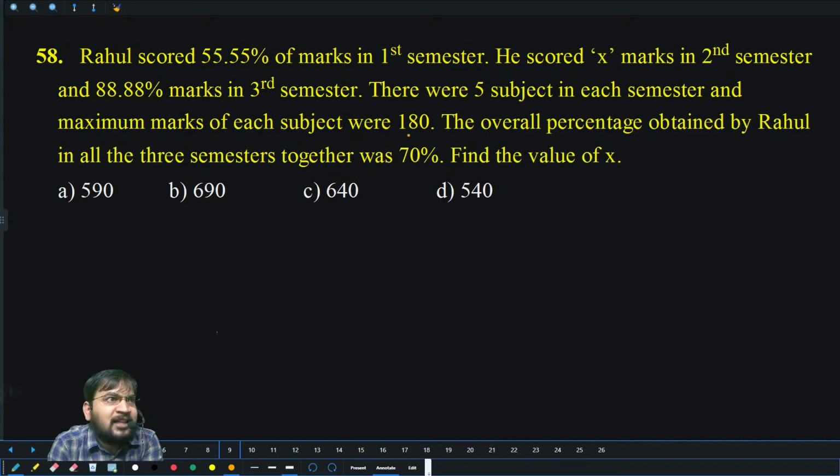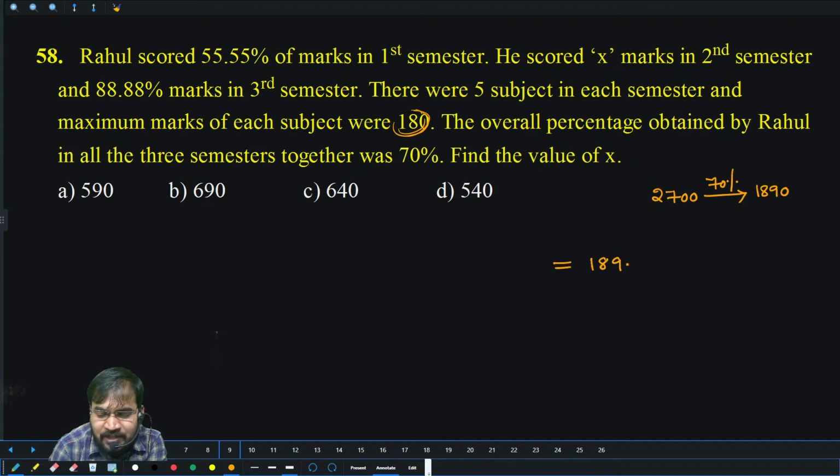How many subjects are there? 5 subjects. Each subject's total marks are how many? 180 into 5, 900. And how many semesters? 3 semesters. 3 semesters total marks is 2700. He got how much percent? 70%. 7 into 27, 7 27s are 189, so 1890. And the total marks he needs in all the 3 semesters is 1890.